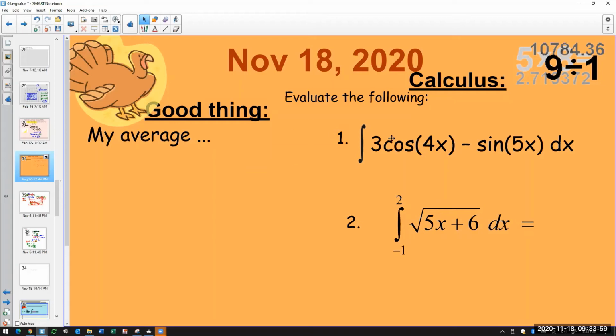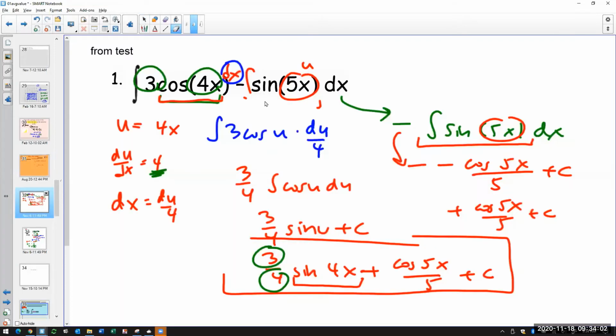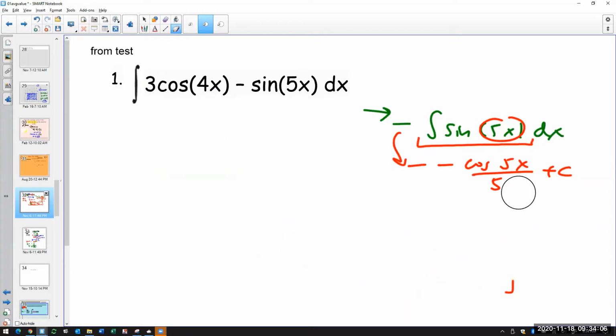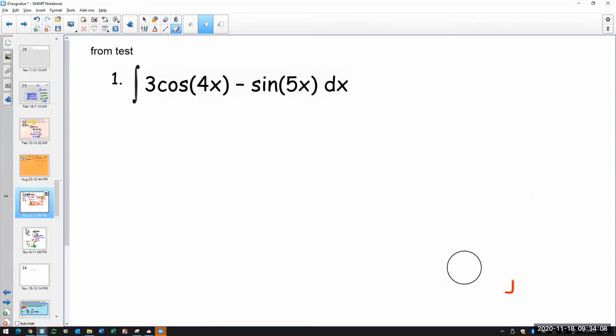Let's look at some review questions first, and then we'll move to average value. Hopefully I'll have some time to check your homework from last night. You had the second fundamental theorem of calculus last night. Hopefully you did that. The second fundamental theorem will be on your next test.